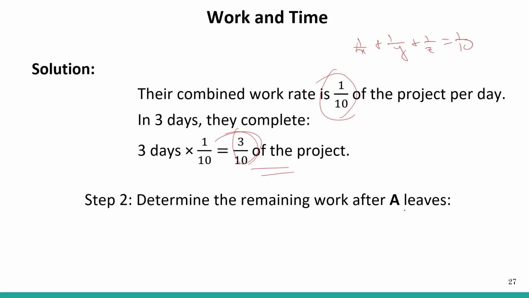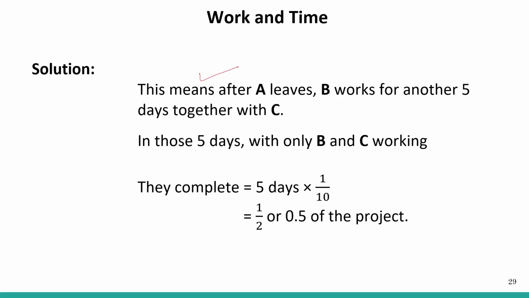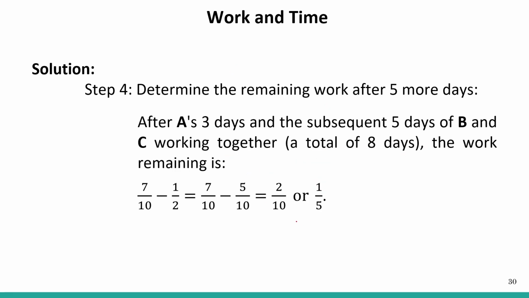Now determine the remaining work after A leaves. After 3 days the work remaining is 1 minus 3 by 10, which is 7 by 10. Now the work completed after A leaves but before B leaves. B worked for 8 days because he leaves 2 days before the project ends. So after A leaves, B worked for another 5 days together with C. In those 5 days, with only B and C working, 5 days into 1 by 10 is equal to 1 by 2, or 0.5.